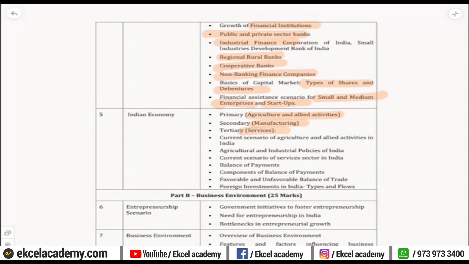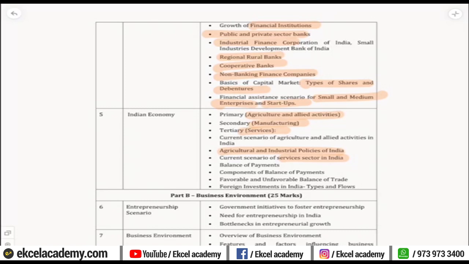Then we have the current scenario, then we have the agricultural and industrial policy, then scenarios in the service sector of India. Service sector is the largest sector in modern India. 55% of our GDP comes from services, so it is important for us to know how exactly the services sector functions and the composition of the services sector.